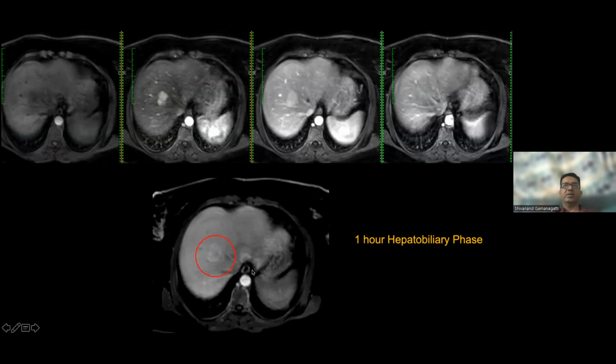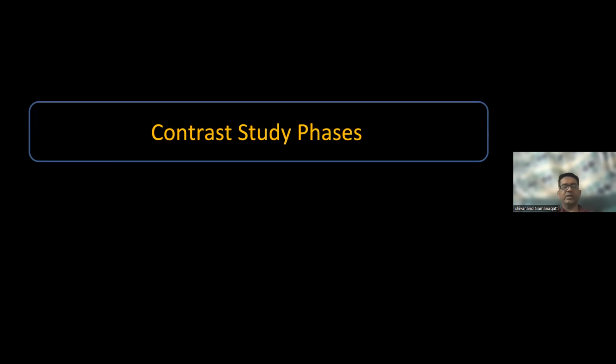But if you look at the 1 hour hepatobiliary phase, that is where all the functional hepatocytes take up this contrast. So if you see here, the background liver is also hyper, and the lesion is more hyper than the rest of the liver. That means this lesion contains functioning hepatocytes. So this was nothing but FNH. We don't need any biopsy. We don't need any further imaging. You are certain that this is a focal nodular hyperplasia. That is the beauty of the hepatocyte specific contrast agent. If you have access, go for it.